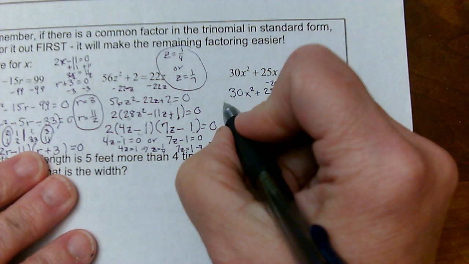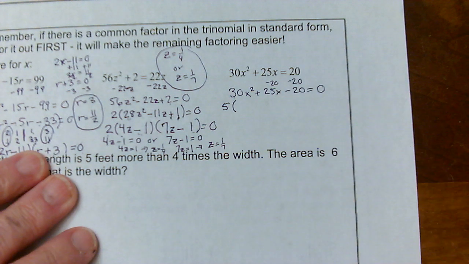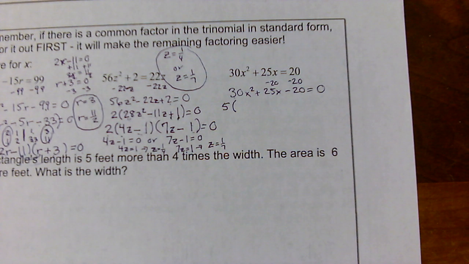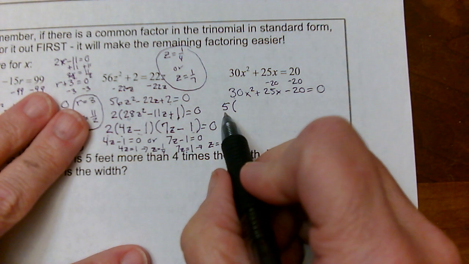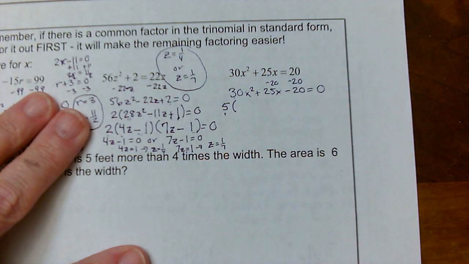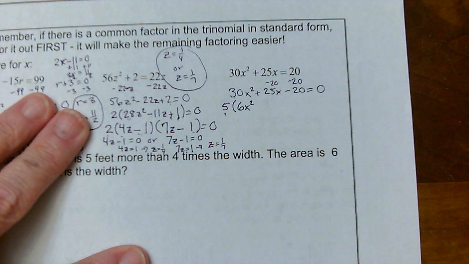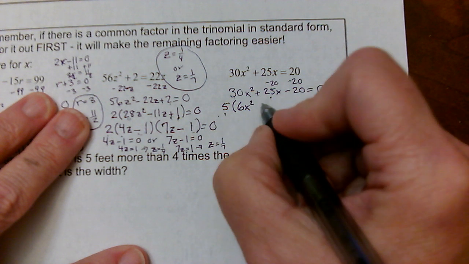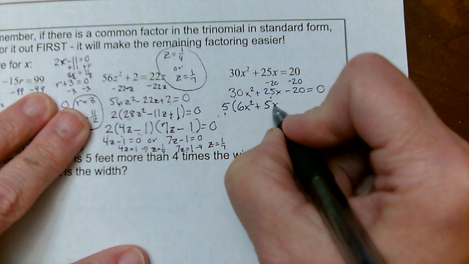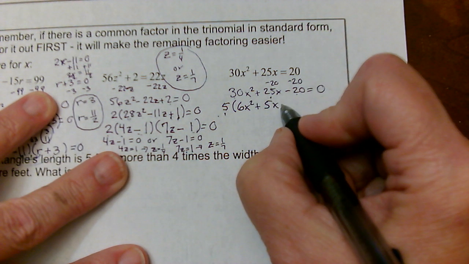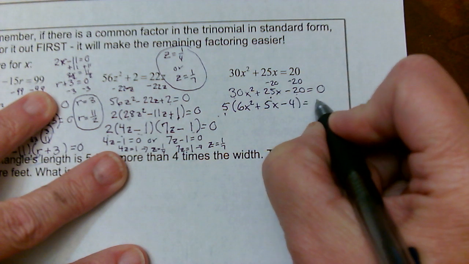Looking at these three numbers, they are all multiples of 5. And that's the biggest thing that they're all multiples of. You always want to take out the greatest common factor. So when I divide that out of 30, I get 6x squared. When I divide it out of the 25, I get plus 5x. And when I divide it out of the negative 20, I get minus 4.